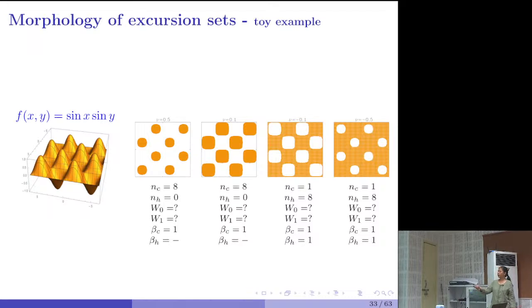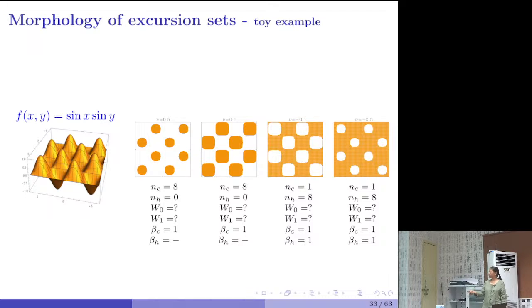Similarly, as you go to a higher threshold, you can do this calculation. Here at nu equal to 0, there is a transition. Now the entire set becomes included and there are holes in it. So the number of holes becomes 8. The number of connected regions is 1 because the entire region is connected. It's a very highly multiply connected region. So you can do this calculation.